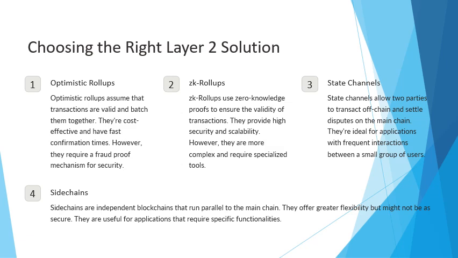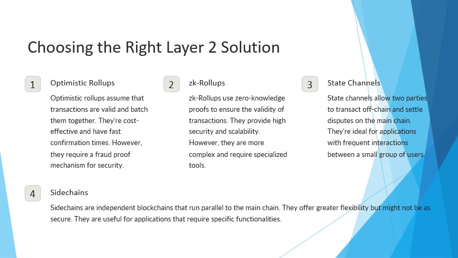2. ZK rollups. ZK rollups use zero knowledge proofs to ensure the validity of transactions. They provide high security and scalability, but they are more complex and require specialized tools. 3. State channels allow two parties to transact off chain and settle disputes on the main chain. They're ideal for applications with frequent interactions between a small group of users.